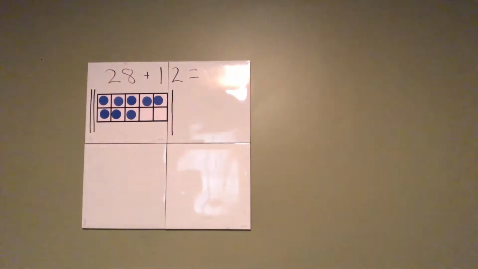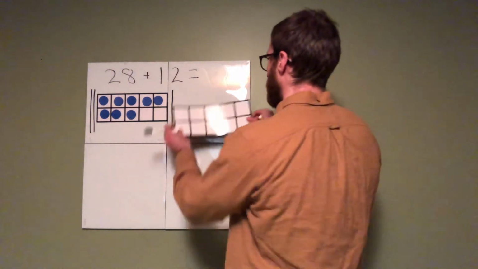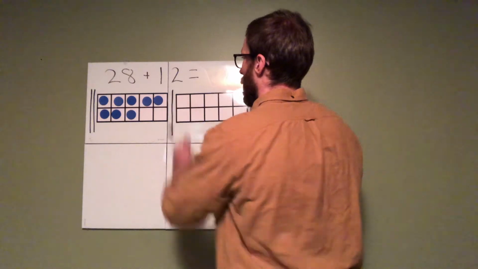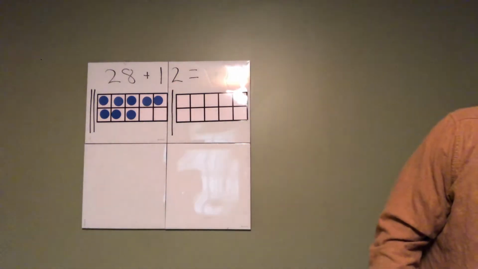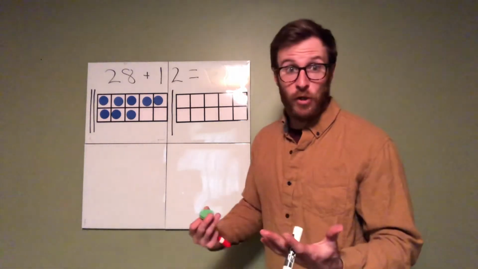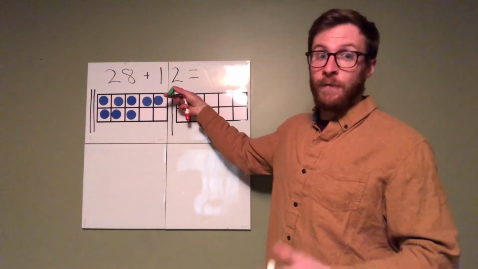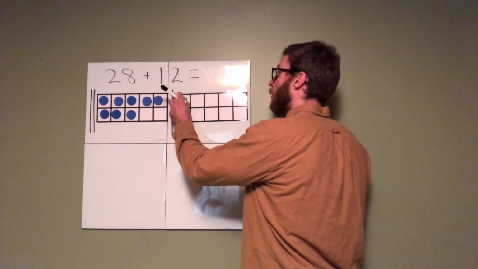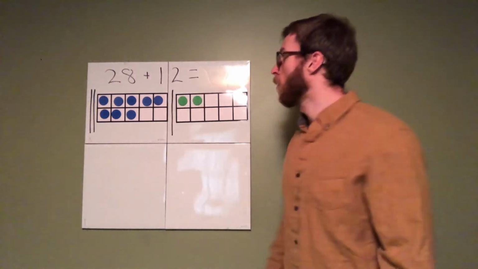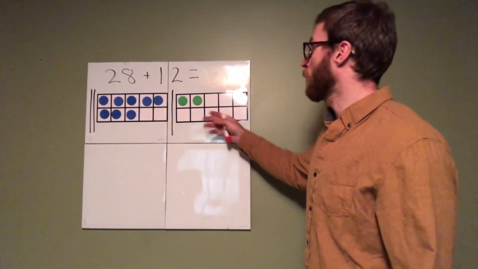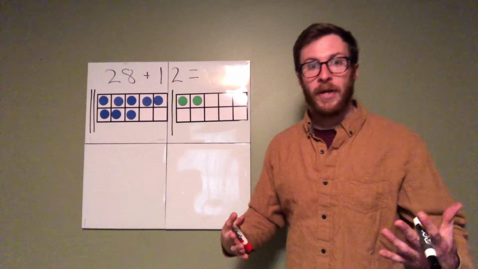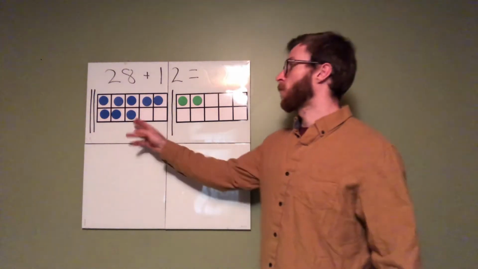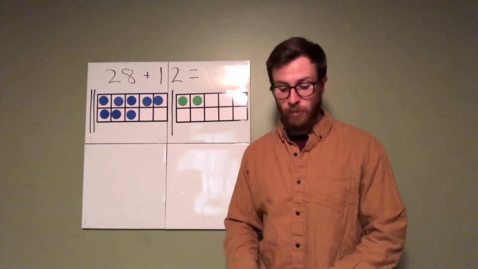Let me get my next 10 frame. How many 1s do I have in the number 12? I have 2. There's a 2 in the 1s place, so I have 2 1s. 1, 2. There we go. There's my number 12 shown. 1 10, 2 1s. Alright, our picture is complete. We have 28 plus 12 in picture form and number form.